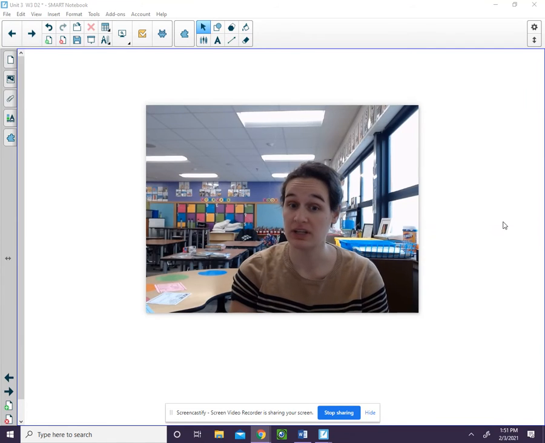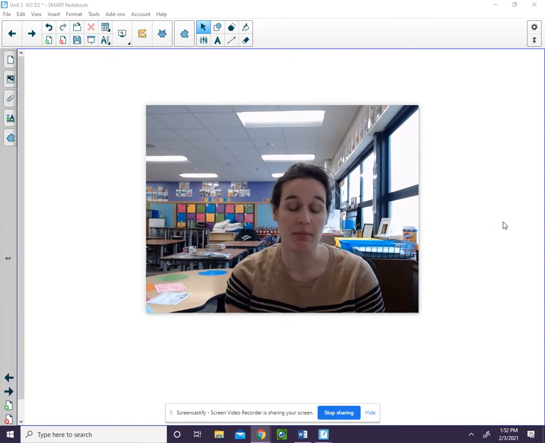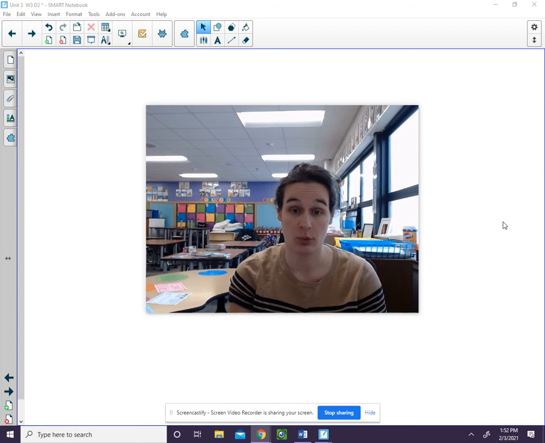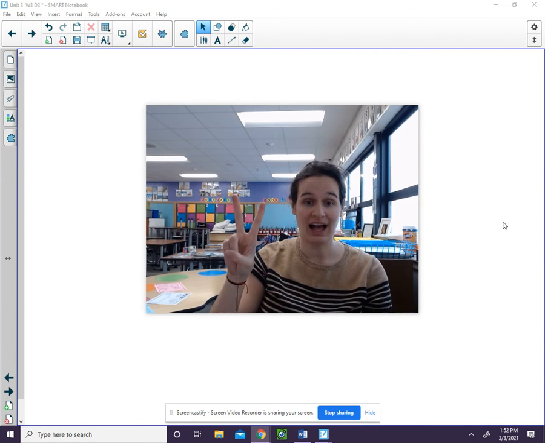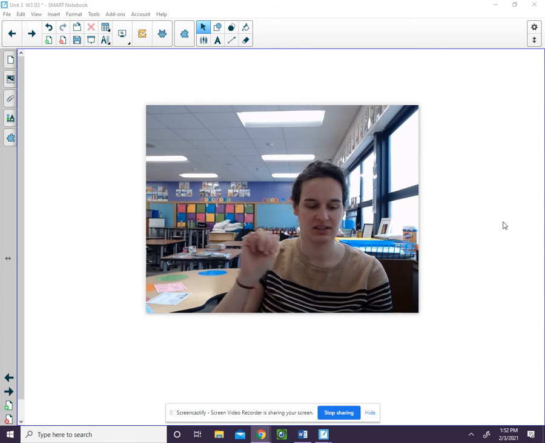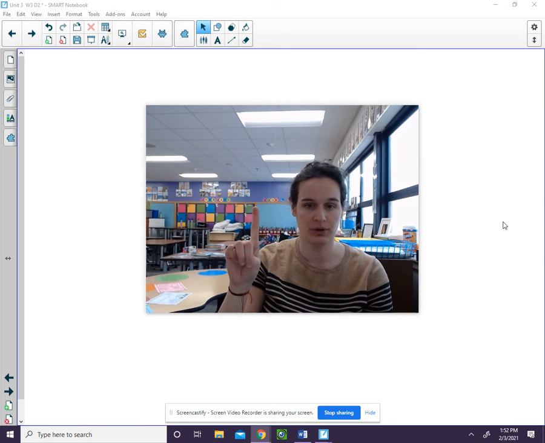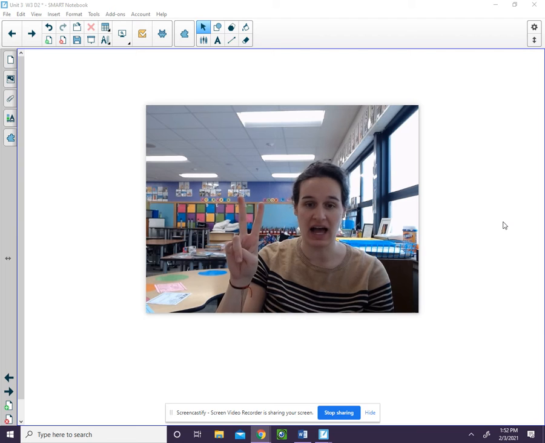We are practicing phoneme segmentation. I'm going to say the sounds in the word rice. Listen. /r/, /ī/, /s/. The first sound is /r/. The second sound is /ī/. The last sound is /s/.